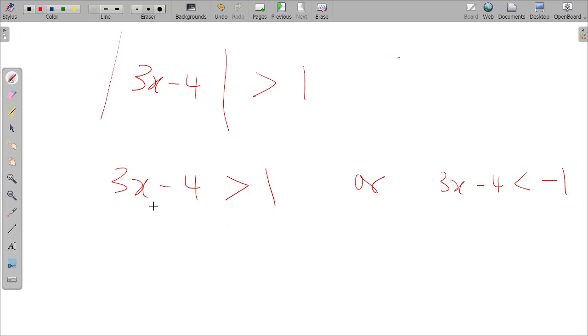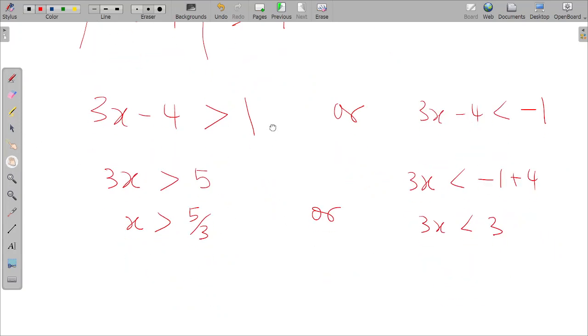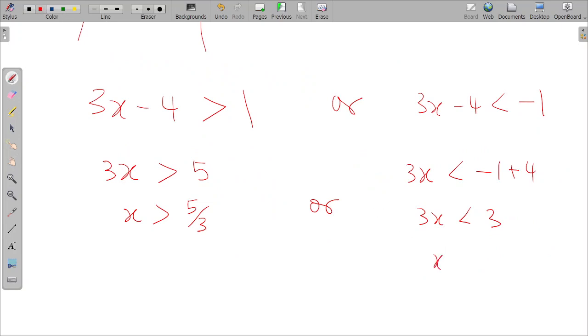So we solve this. This becomes 3x greater than 5, then x greater than 5 over 3. Or 3x less than negative 1 plus 4, so 3x less than 3, and then we get x less than 1. So here we have x greater than 5 over 3, and then we have x less than 1.